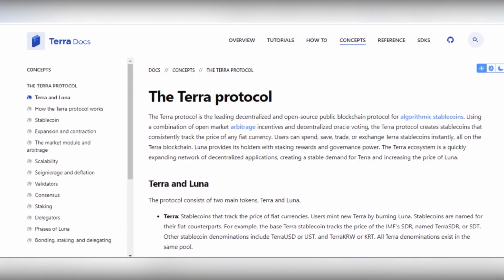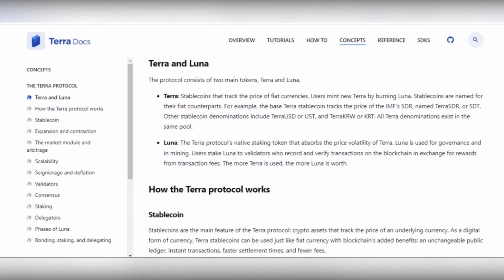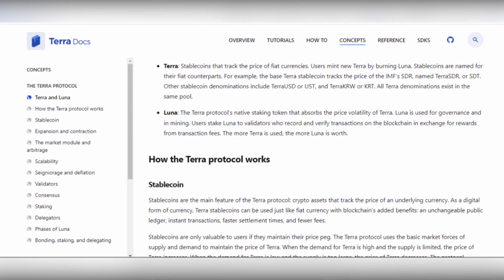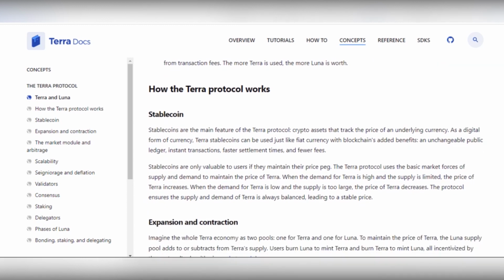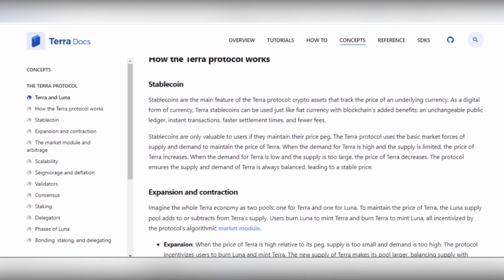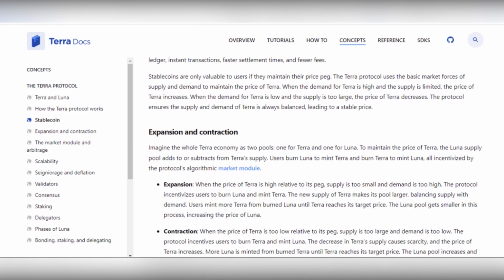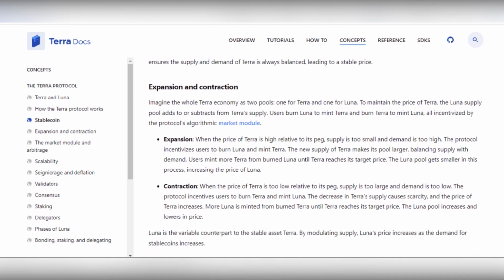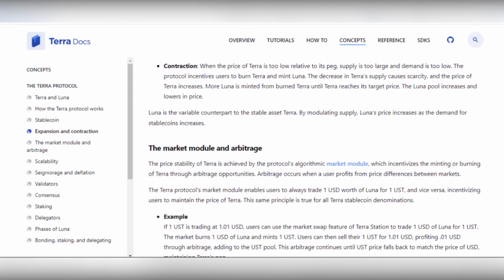So let's dive right into Terra. What is Terra? Let's explain that. Terra is a decentralized open source blockchain for stablecoins. So stablecoins meaning coins that don't go up in value in a highly volatile fashion. They use a combination of market incentives and decentralized voting. The Terra protocol creates stablecoins that consistently track the price of any fiat currency, like the US dollar. Users spend, save, trade, or exchange Terra stablecoins.